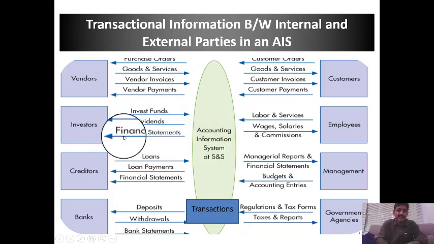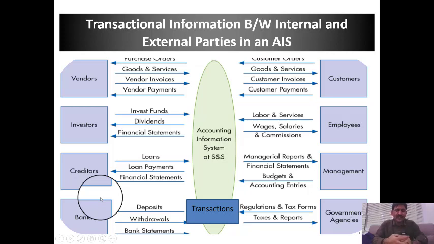And these two pieces of information will be taken from where? They will be taken from the financial statements: the balance sheet, the income statement, the cash flow statement, the fund flow statement, and the statement of capital and equity. So these are the information exchanged between investors and the accounting information system. Creditors: what are creditors? Creditors are banks and other parties who give loans to the company.